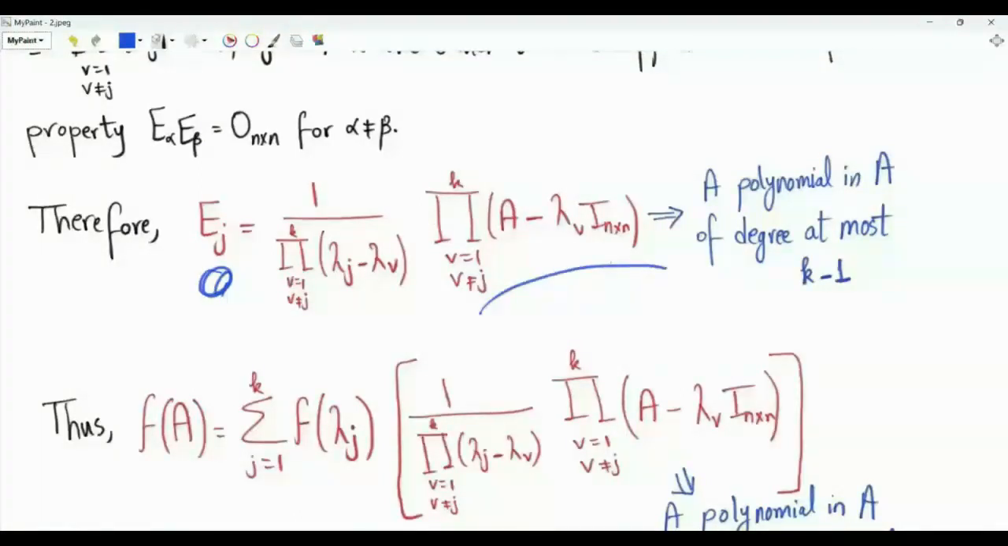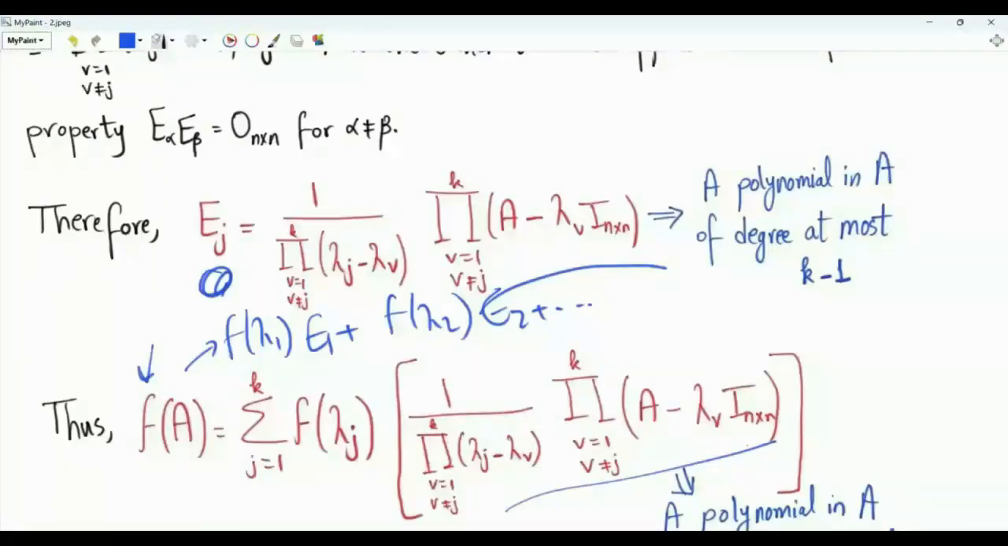If we expand this product, we will get powers of matrix A, and the highest power is k minus 1. EJ is a polynomial function of matrix A. The function f applied to matrix A is f of lambda 1 E1, plus f of lambda 2 E2, and so forth. It's a summation over j from 1 to k of f of lambda j EJ. And now we know that EJ contains powers of A all the way to k minus 1. This means that the function f of A is a polynomial function in the matrix A. It can be expressed as a finite linear combination of the powers of matrix A.